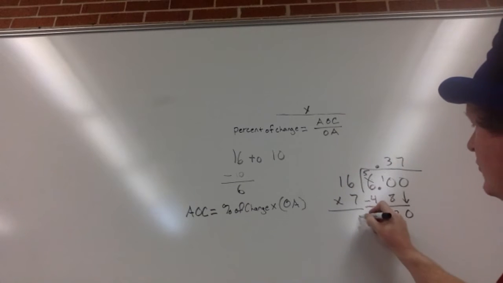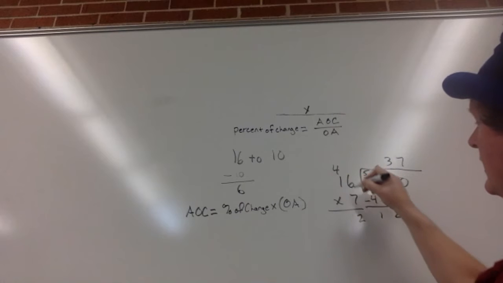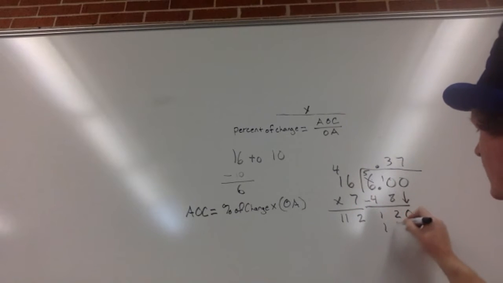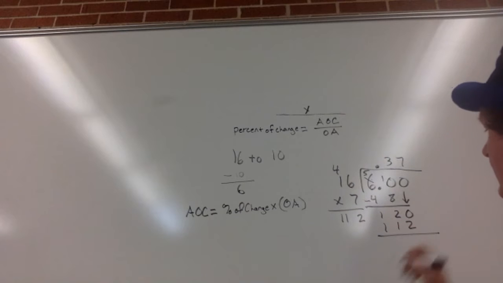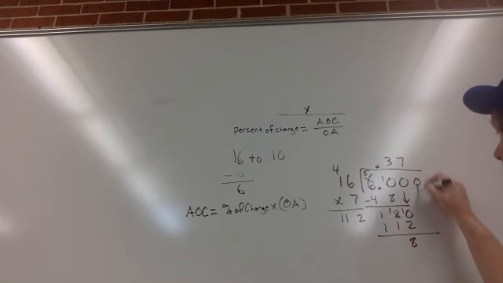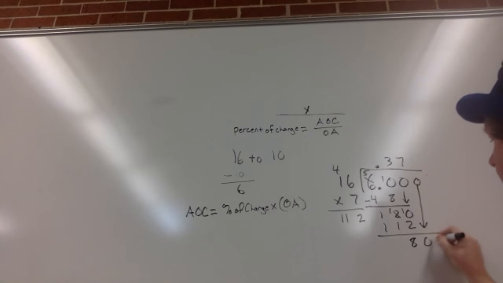6 times 7 is 42. 7 times 1 is 7, plus 4 is 12. Okay, that works pretty good. Borrow from the 2, make it a 1. Subtract 2 from 10, get 8, add 1 more 0 and bring it down.